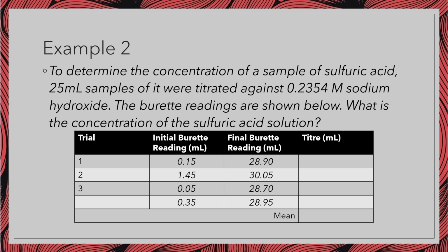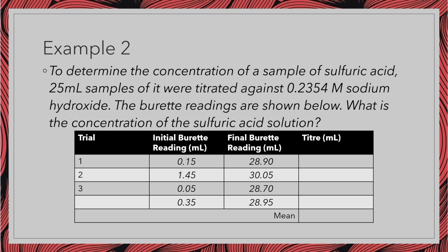Okay, let's get on to sample 2. To determine the concentration of a sample of sulfuric acid, 25 mL samples of it were titrated against 0.2354 molar sodium hydroxide. The burette readings are shown below. What is the concentration of the sulfuric acid solution?